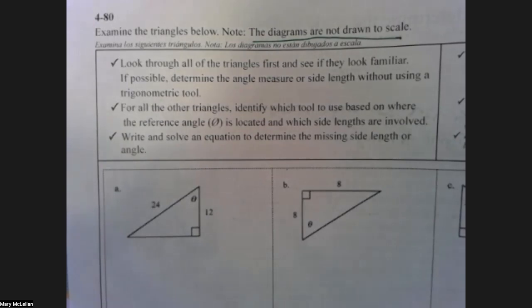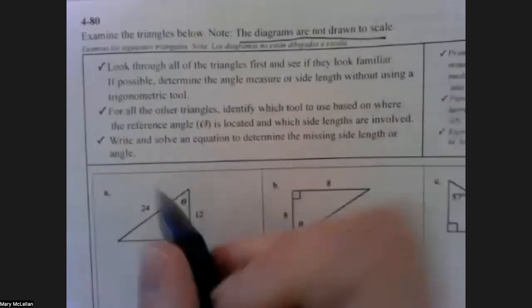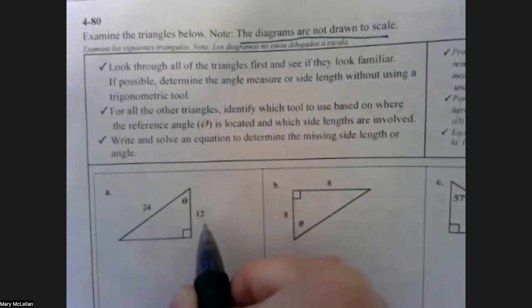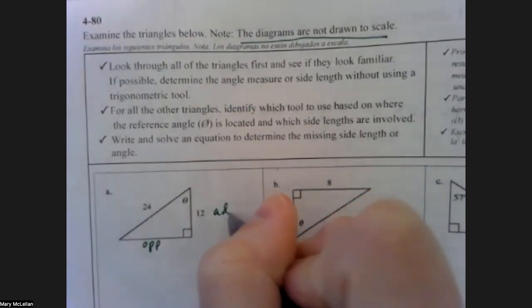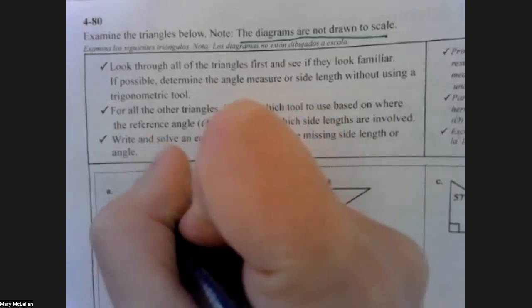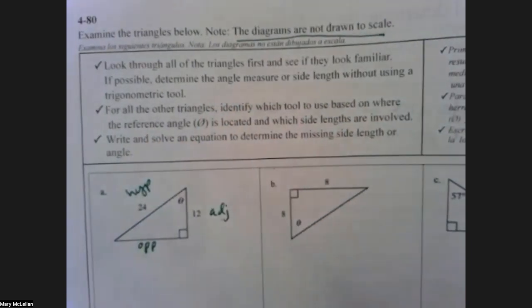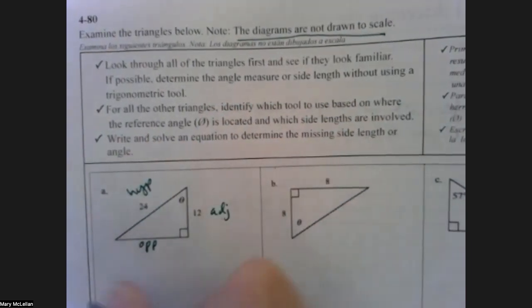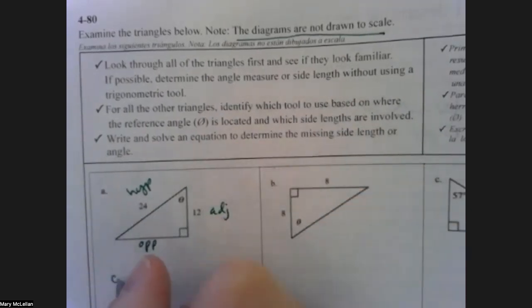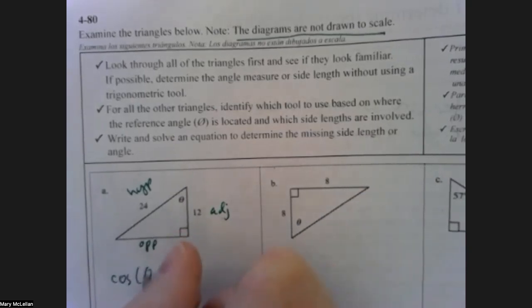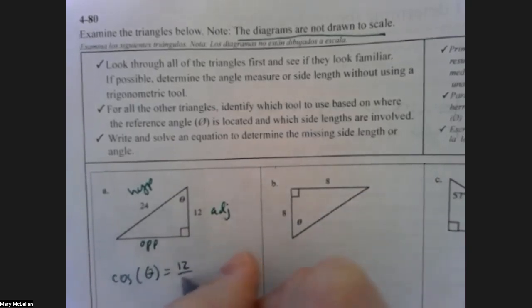Okay, so for part A, I have this triangle. The angle is in the upper corner. This is opposite, this is adjacent, and this is hypotenuse. Now, I have cosine of the angle is equal to 12 over 24.